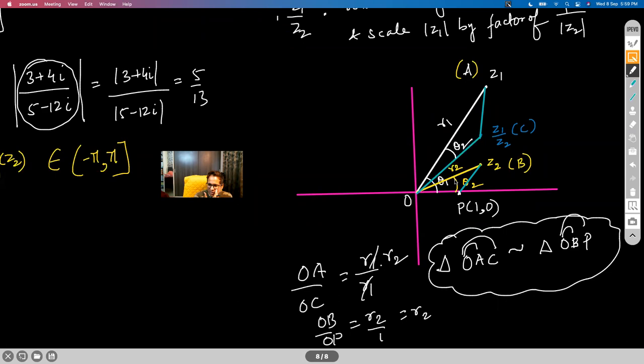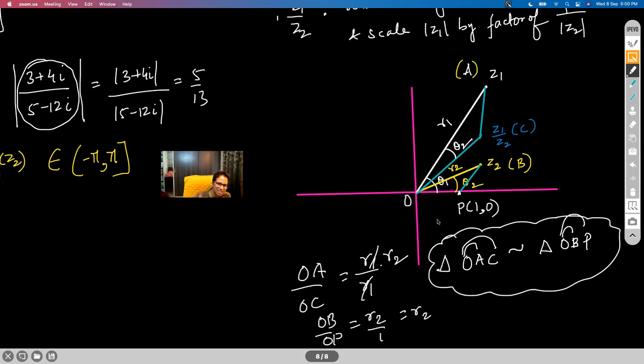Why is the point taken as 1, 0? It is because, in order to make this a similar triangle to this, you have to have this length as unity. That is why we have taken 1, 0. Many students ask me this question: why all of a sudden have you taken the point 1, 0? Because only then will triangles OBP and OAC be similar to each other. If you want to create a triangle similar to OAC, you have to take the point P as 1, 0.